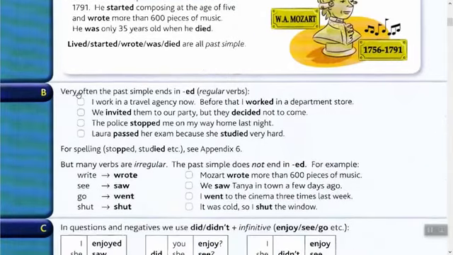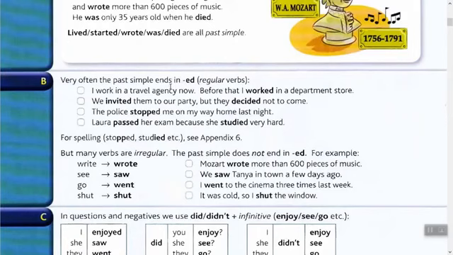Section B. We often, or very often, the past simple ends in ed. So usually past simple tense ends with ed, regular verb. You know, we have regular and irregular. I work in a travel agency. Now for that, I worked. You see here, worked, we added ed here.